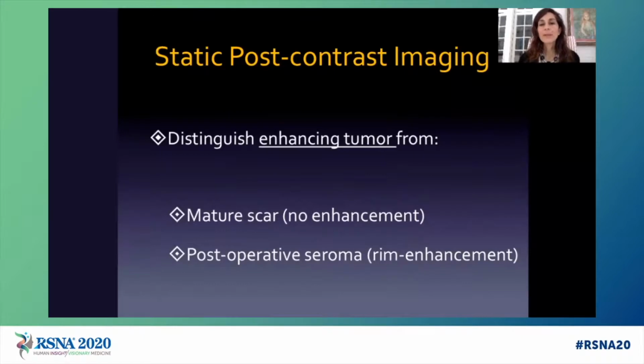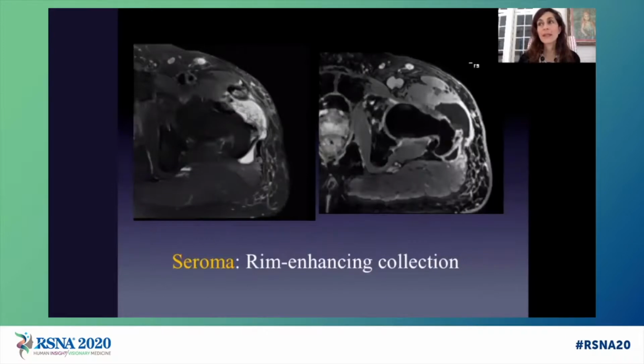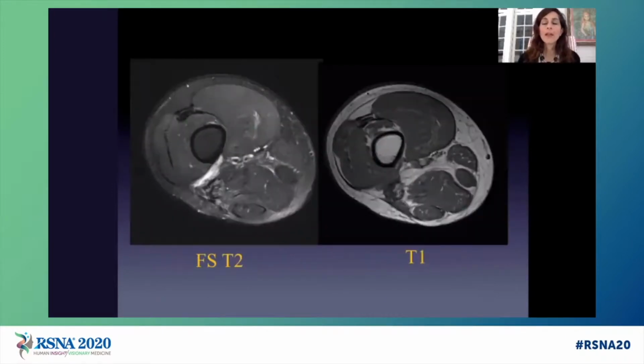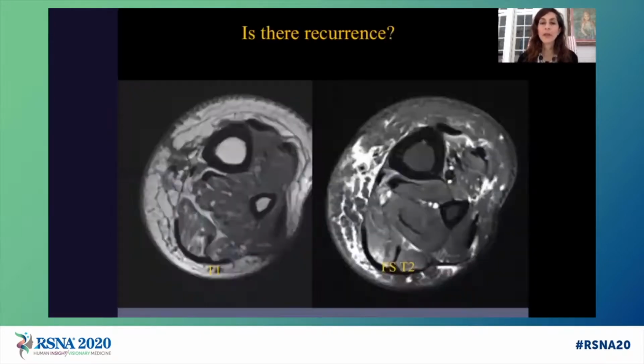So static post-contrast imaging is important to distinguish enhancing tumor from mature scar or postoperative seromas. So here we have a mass-like area around the hip, but we give contrast and we see that it's a rim-enhancing fluid collection and just a seroma. Another somewhat mass-like band-like area is seen on fat-suppressed T2 and T1. We give contrast, we see no enhancement, and this is evidence of a mature scar in the region.